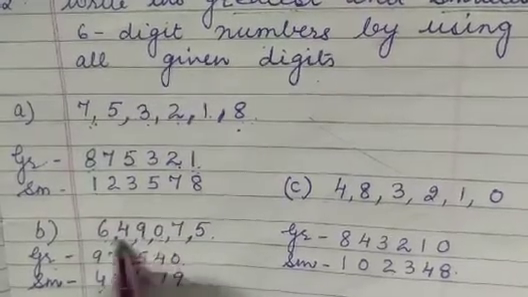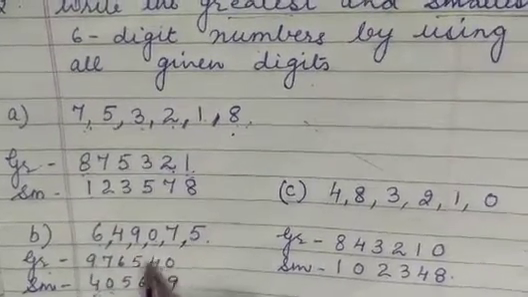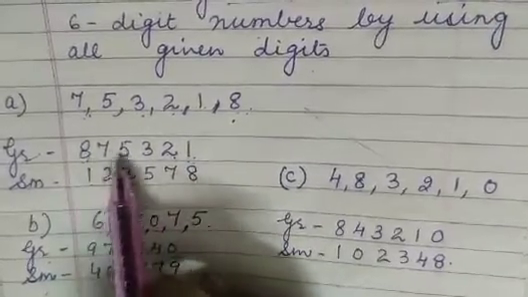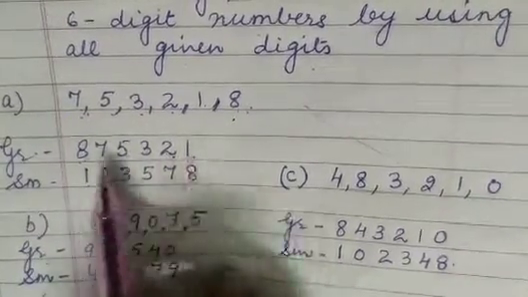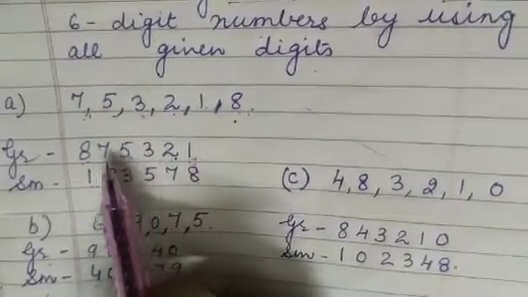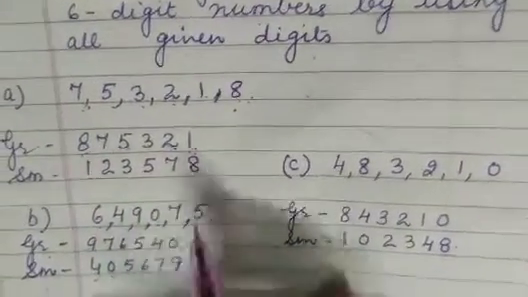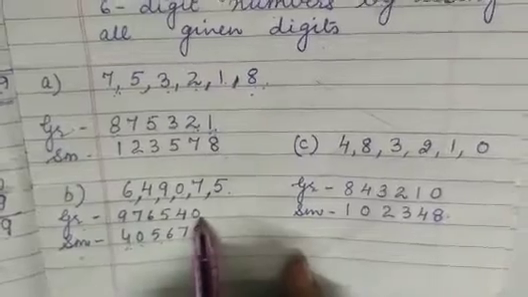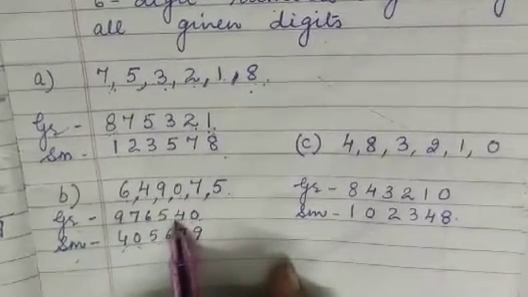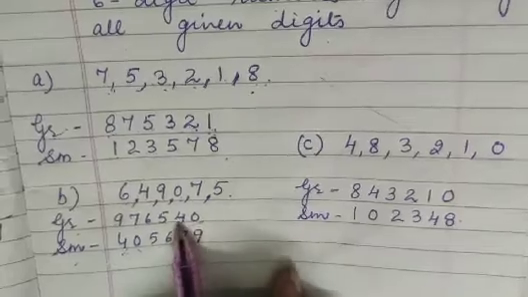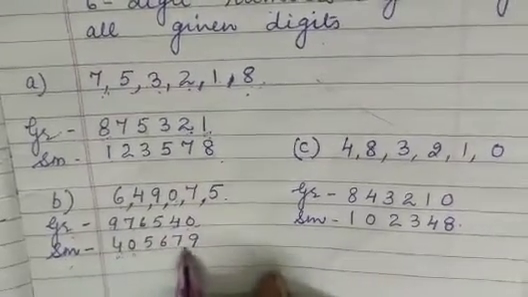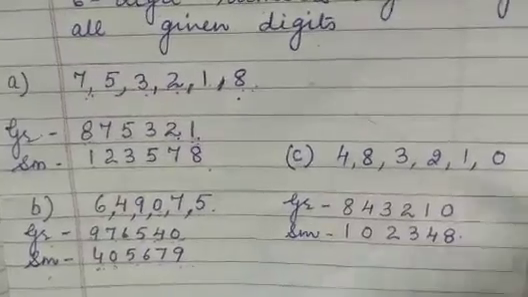From the greatest number, we can find the smallest number when we reverse it. Same here. This is the greatest number, 8, 7, 5, 3, 2, 1. When we reverse it, 1, 2, 3, 5, 7, 8, that is the smallest number. The same way, but we cannot start a number with 0. So we will write the next smallest digit, 4. Then we will place a 0. 4, 0, 5, 6, 7, 9. Come to the C part.